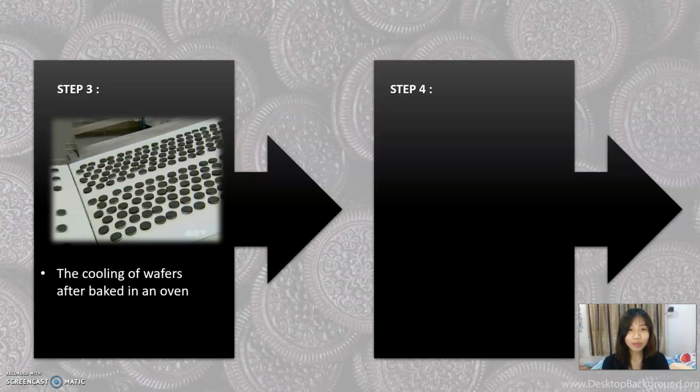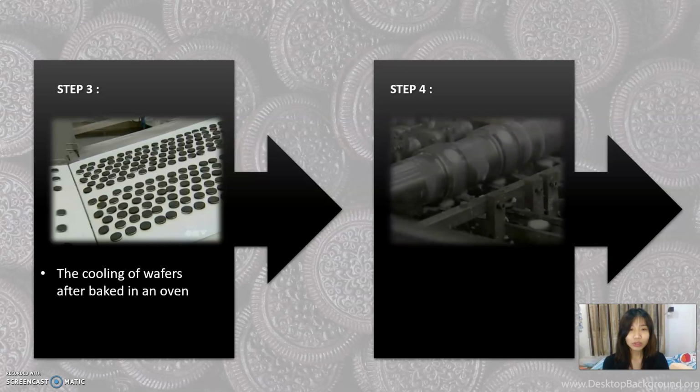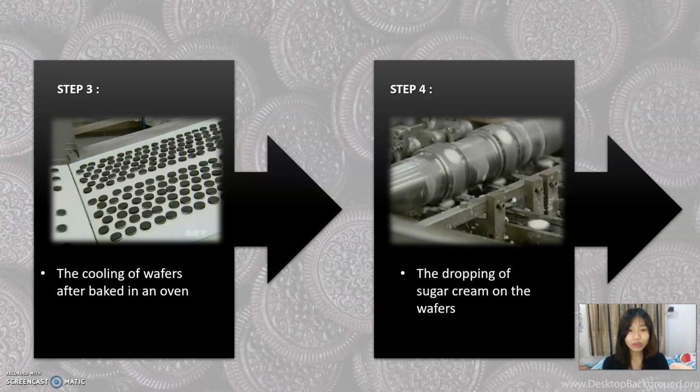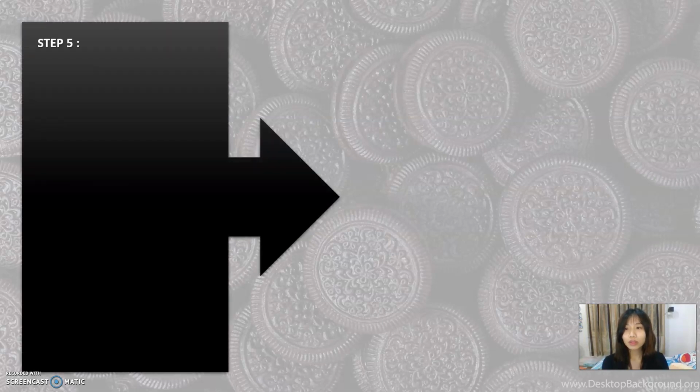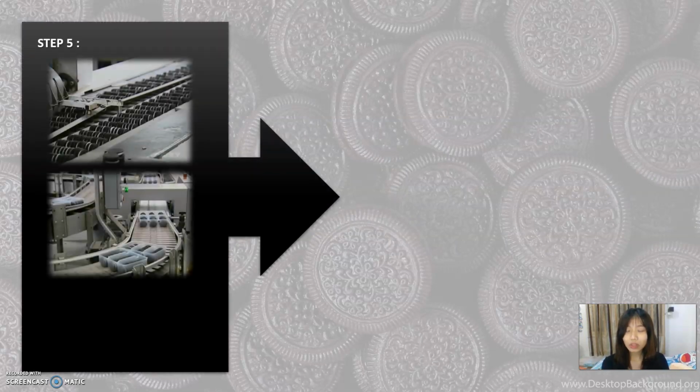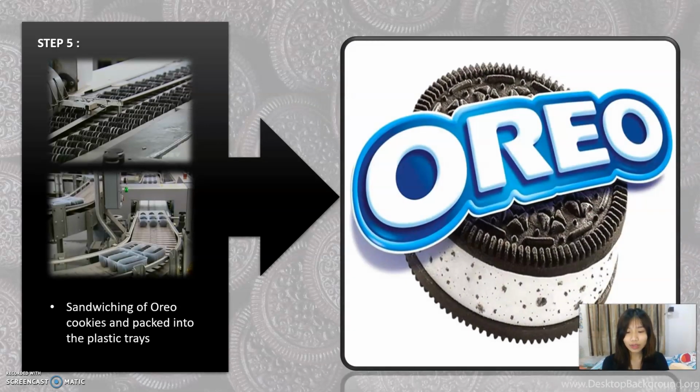After that, the bland side of the wafer is filled with the cream that has been mixed in the 795 pound tube. Lastly, before being placed onto a plastic tray and packed, the cookies are sandwiched together. Roughly 3,000 cookies are produced per minute throughout the cookie making process.